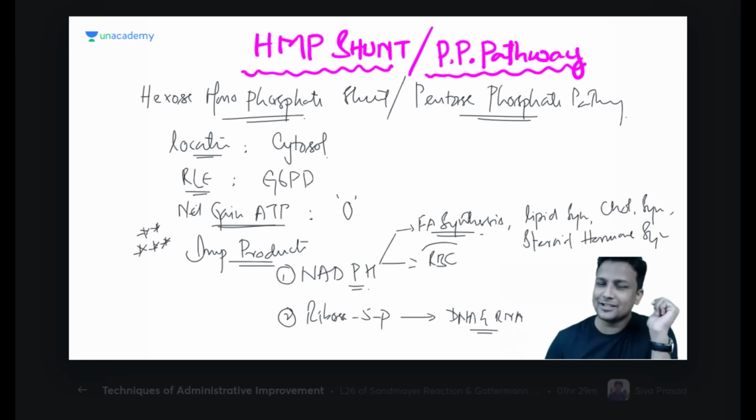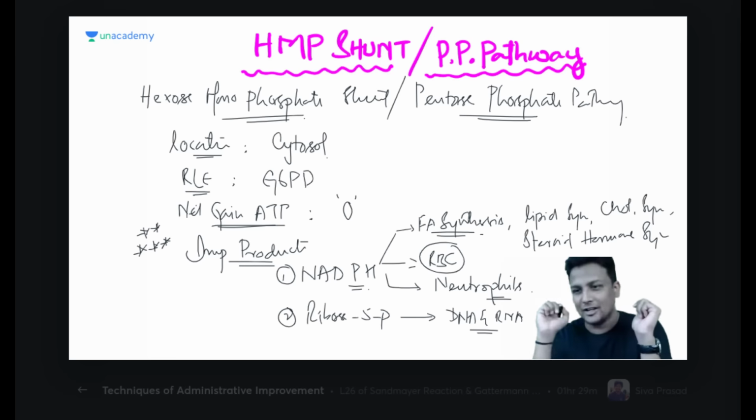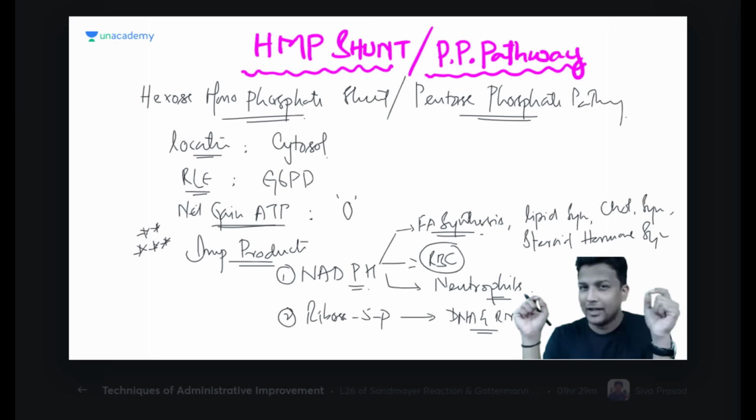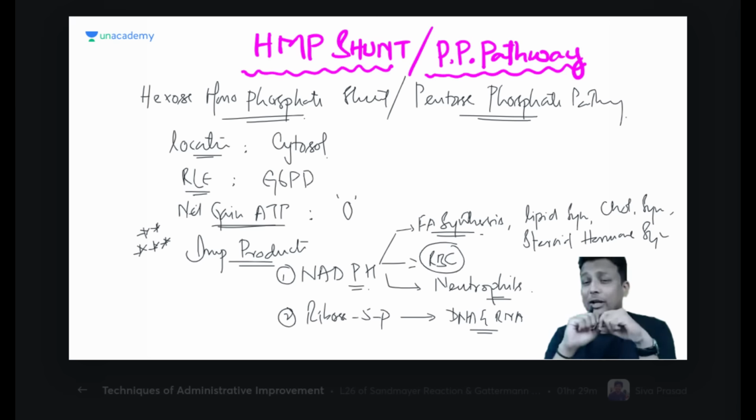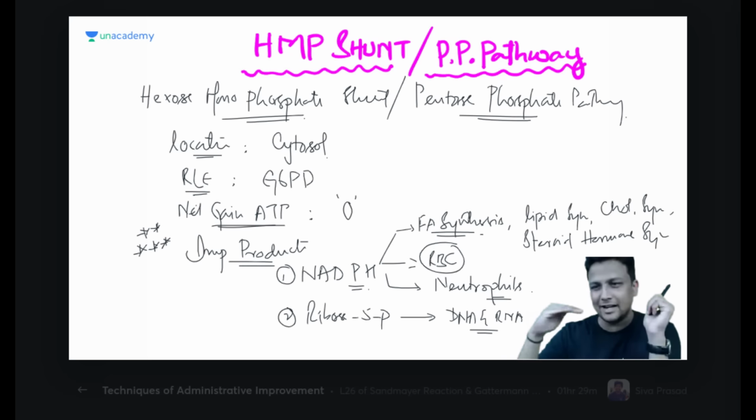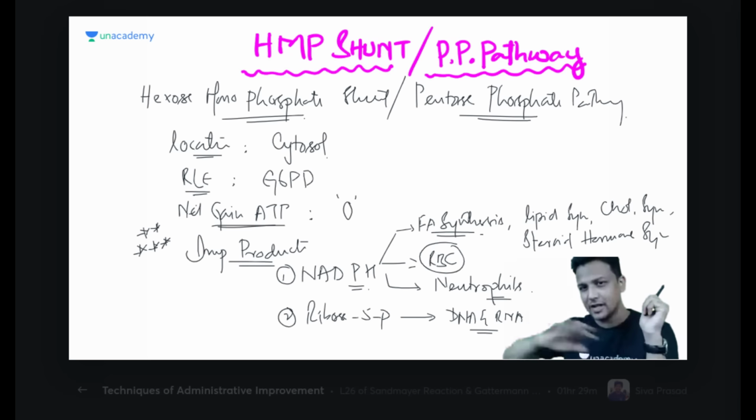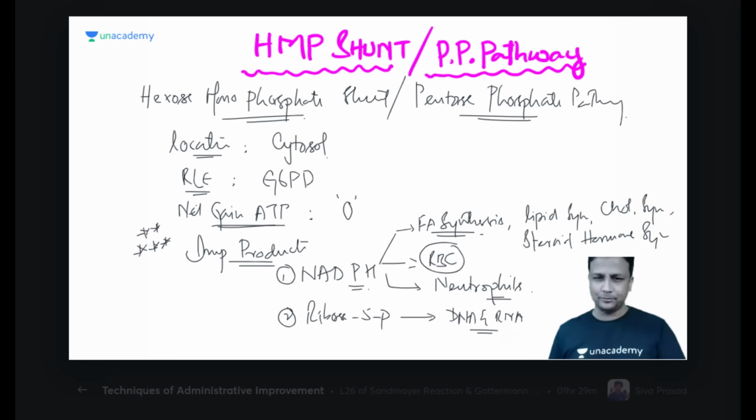Next one. NADPH is required in RBC. Why? It is required inside the RBC to remove free radicals. NADPH is also required inside the neutrophils, my dear friends, for killing bacteria. I think you have learned that in pathology. Killing the bacteria is by two methods: oxygen dependent and oxygen independent. Yes, Amit, you are absolutely right. It is required for oxygen dependent killing of the bacteria. Lovely. So these are 4 points that you have to remember for your exam.